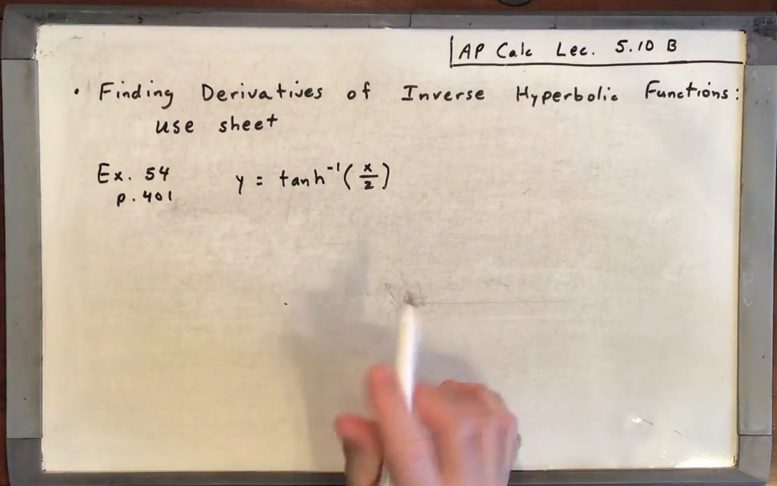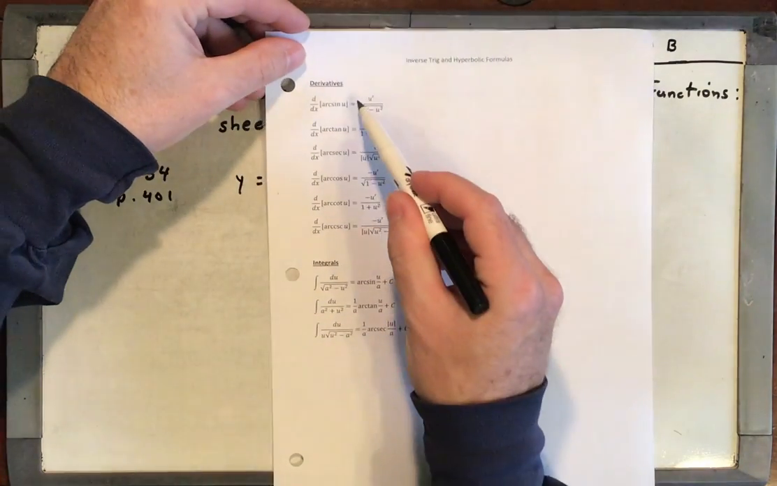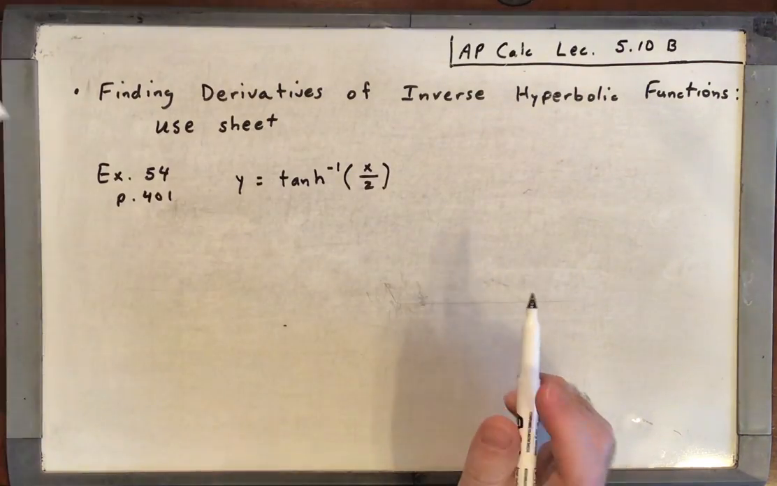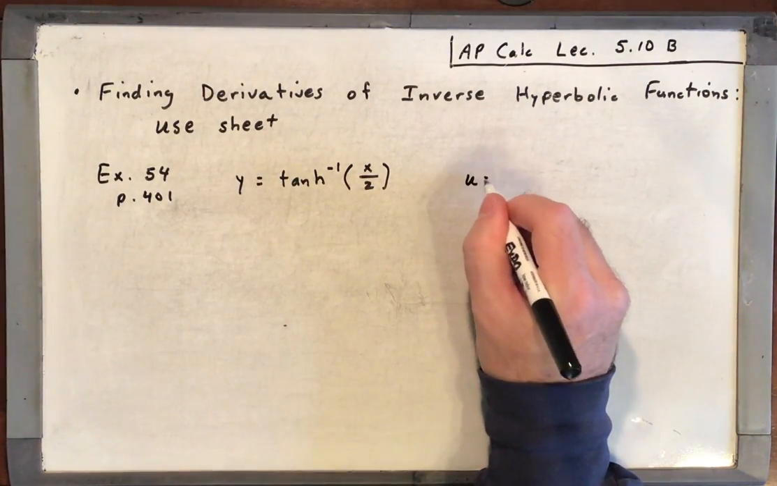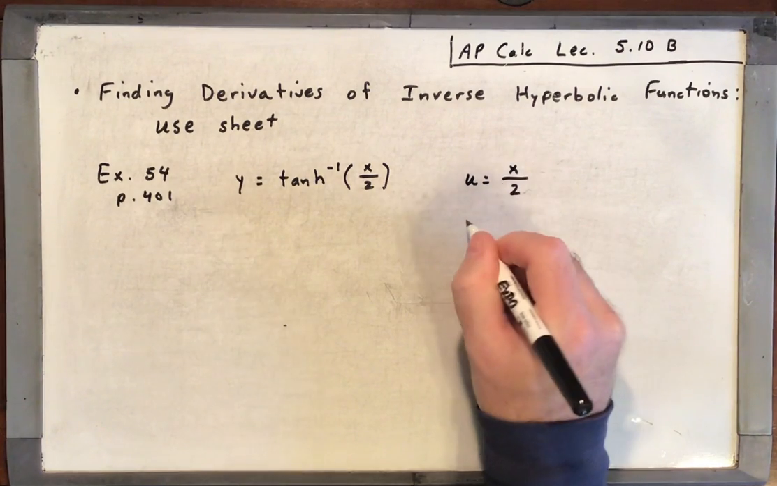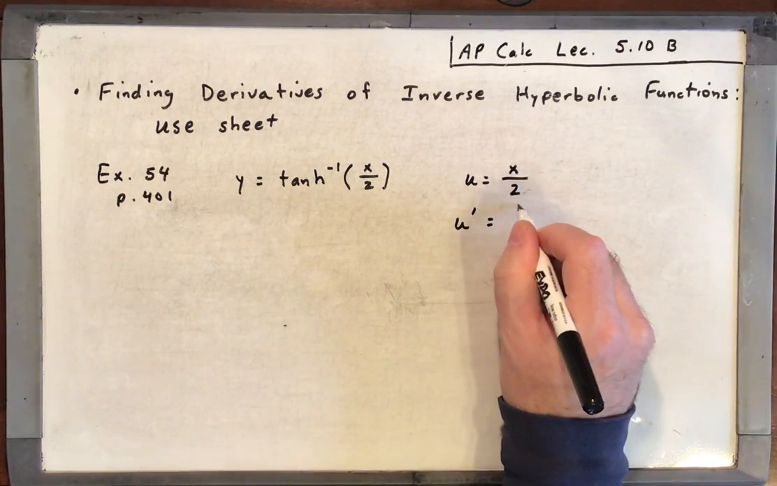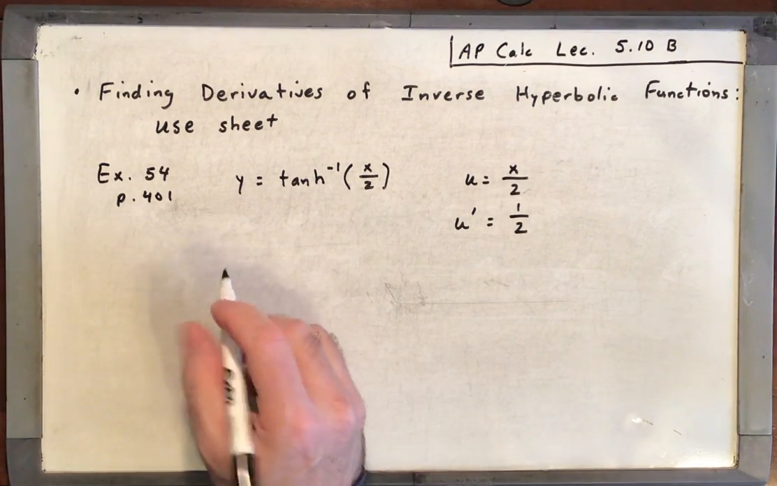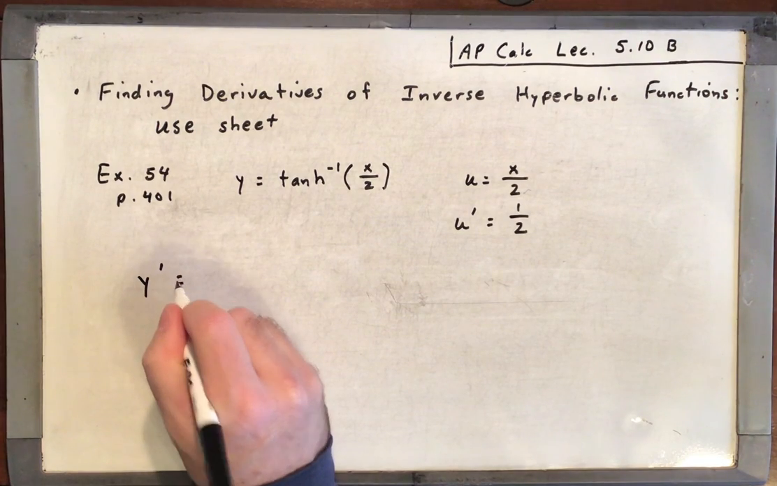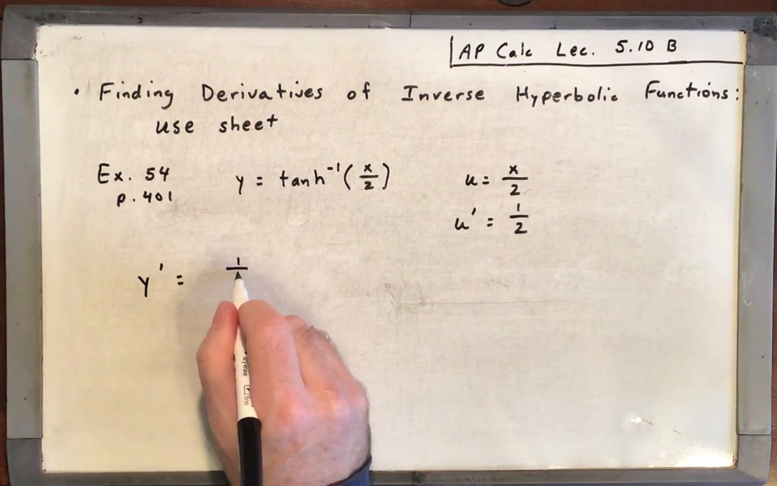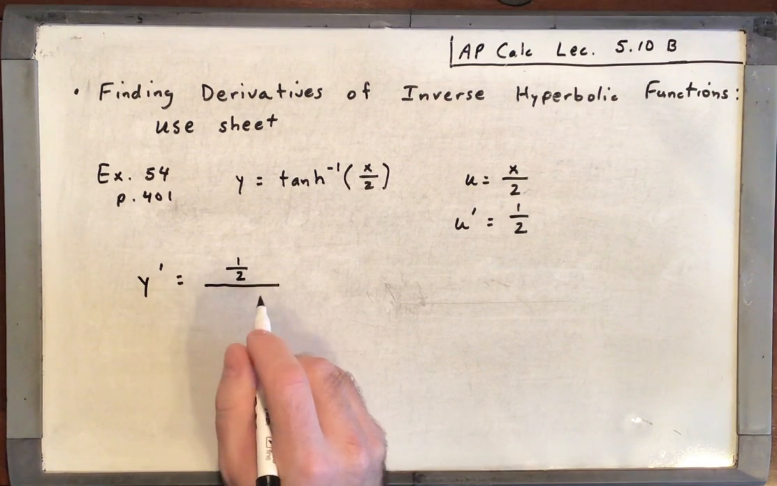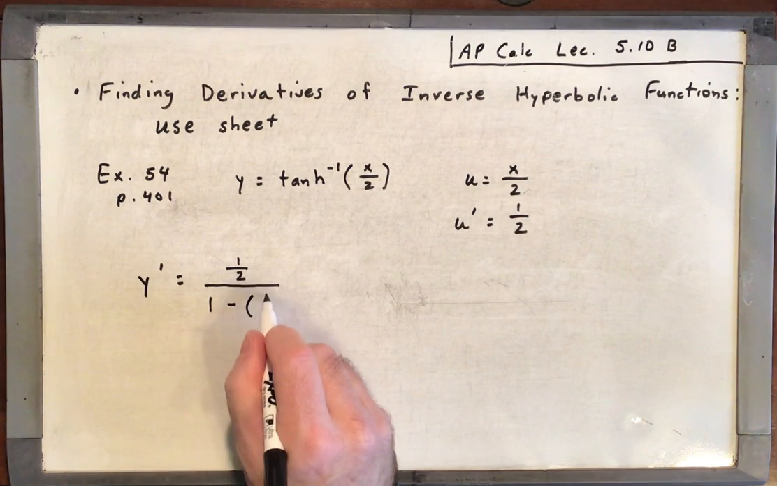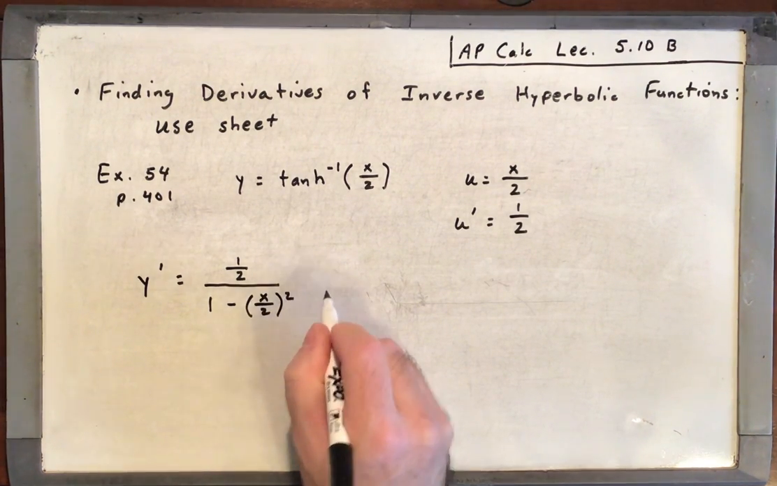It's kind of like what we did here on the other side of the sheet. Okay, so u prime over 1 minus u squared. So u is going to be x over 2. U prime would be 1/2. Okay, so let's plug it into the formula. So y prime is going to be 1/2. That's u prime, right? Just plugging into the sheet, over 1 minus u squared. So that's x over 2 all squared.